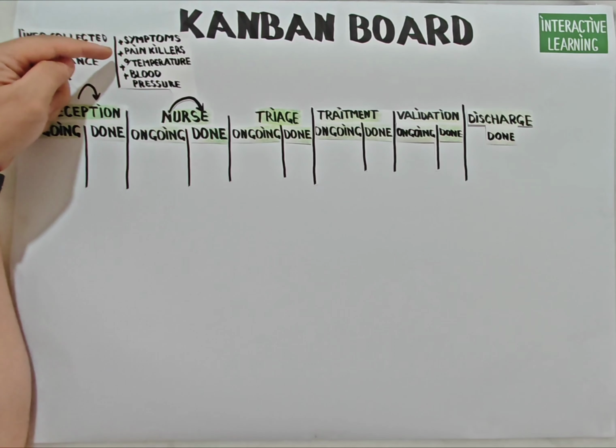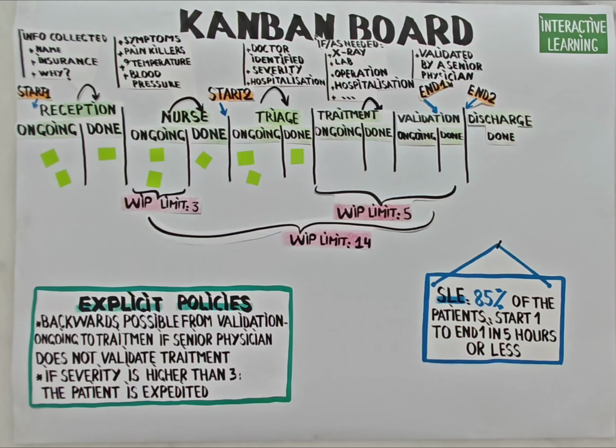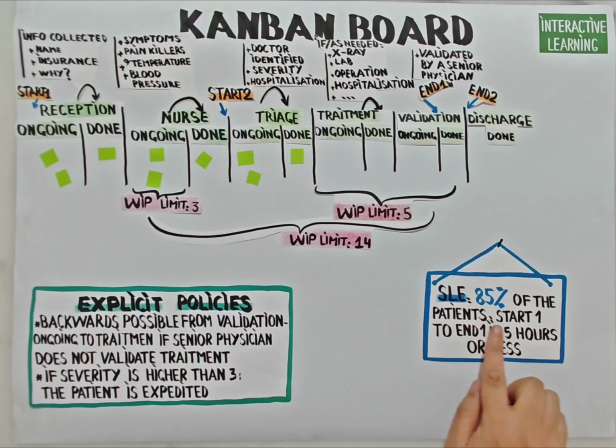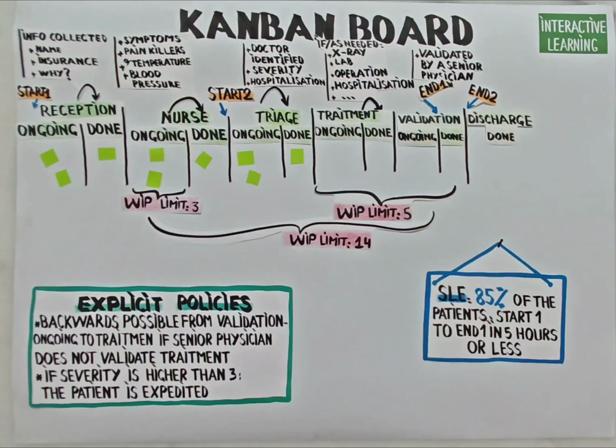Finally, we'll set the service level expectation, SLE. It is the forecast of how long it should take an item to flow from start to finish. It comes in the form of a probability. In our example, it is 85% of the patients move from start 1 to end 1 in 5 hours or less. The SLE helps answer the question, how much age is too much?